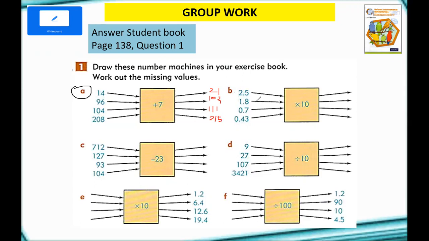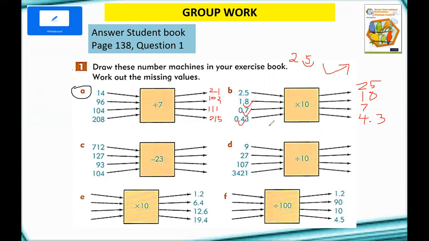Now let's go to letter B. Remember our lesson before in multiplying by 10? When we are multiplying by 10, we are going to move our decimal to the right once. Okay, so let's move 2.5 times 10. So it will become 25, right? Then 1.8 times 10 is, move the decimal once, so it will be 18. Then move the decimal once to the right, so it will be 7. Move the decimal to the right, so it will be 4.3. Okay, I hope you have done this all correct.